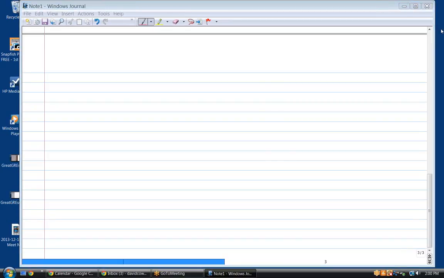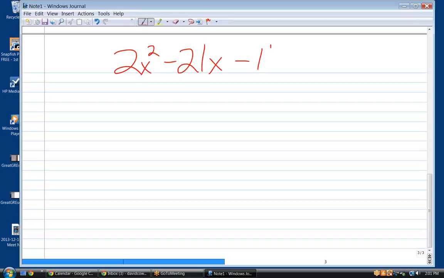Can I give you the first problem? Sure. Okay, so I just got it from my review online. So it says factor 2x squared minus 21x minus 11. Okay, what goes here and there?